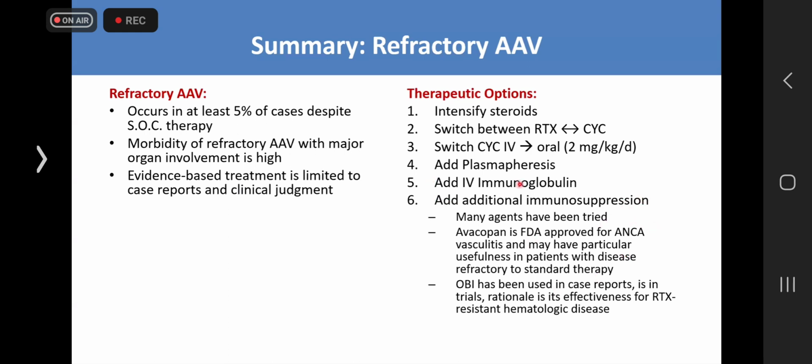For other immunosuppression, again, we're really limited mostly to case reports and case series, but avacopan is FDA approved and may have usefulness from that small case series in patients with refractory disease. And obinutuzumab may be justifiable from a rationale standpoint for its effectiveness in rituximab-resistant hematologic disease. Again, we're limited to case reports, but that's what's out there now. So I'll thank you for your attention to our talk, and I'll pass the baton to Dr. Bomback.